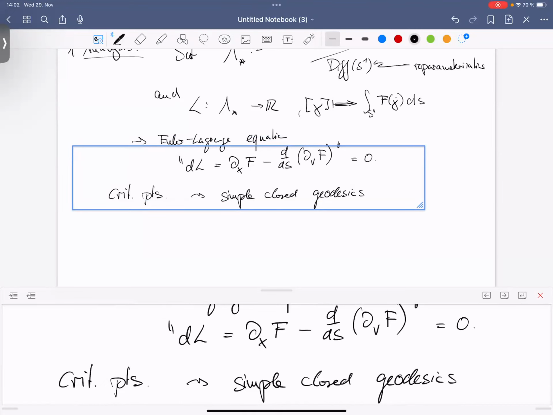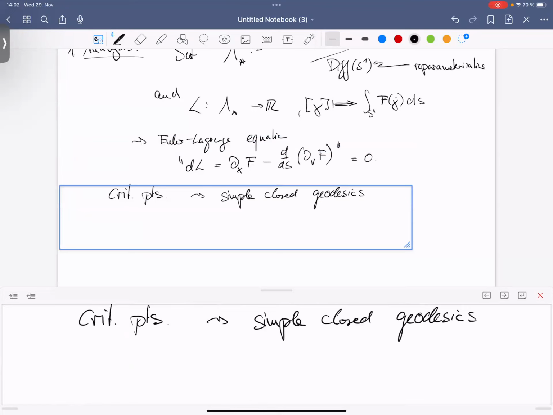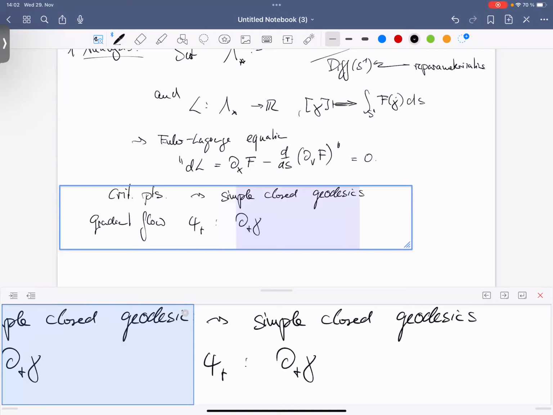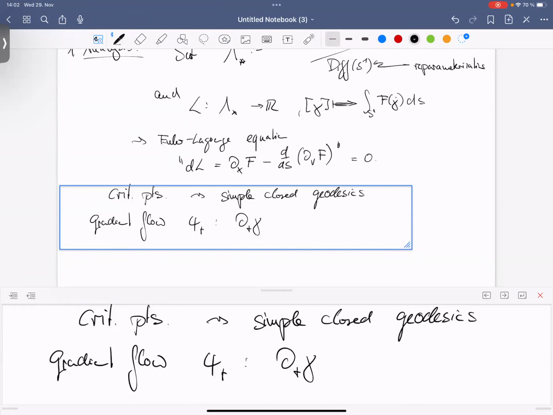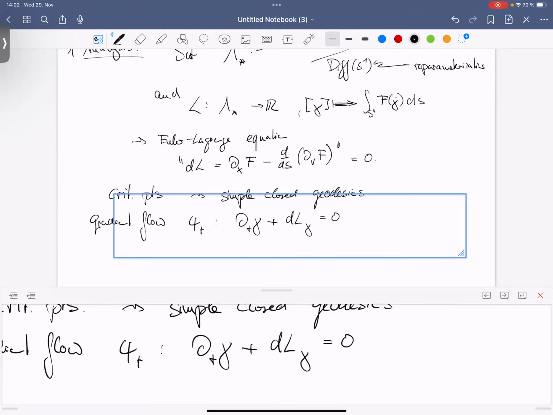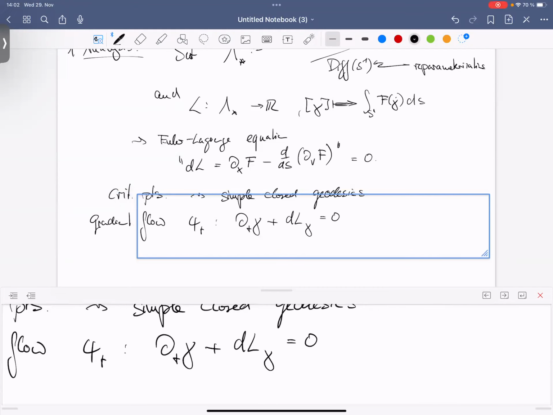So then what is Morse theory? It's nothing but the gradient flow of such a function. So the gradient flow on this space, I call this psi t, is nothing but you take a family of curves, differential with respect to the parameter, plus your Euler-Lagrange equation, your differential of the length at this curve equal to 0. And this is the baby example of a curvature flow.